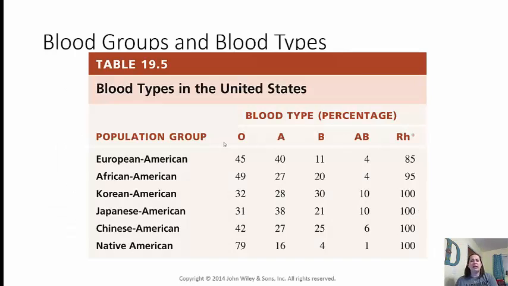In your book on table 19.5, it shows you blood groups and blood types in the United States. It shows you O, A, B, AB, and an Rh positive. It also breaks it down on if it's European descent, African descent, Korean, Japanese, Chinese, or Native American. And so you can kind of take a look at this to see how the distribution of blood types are.